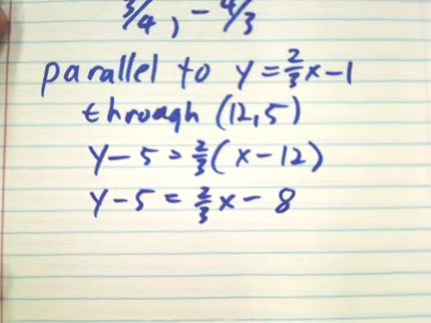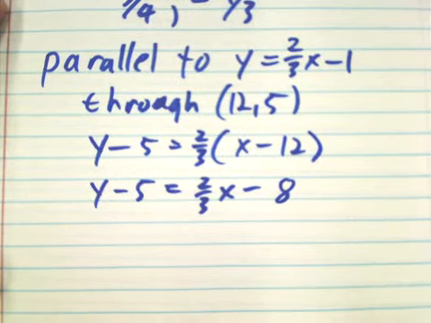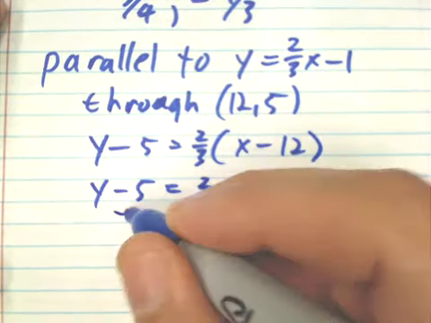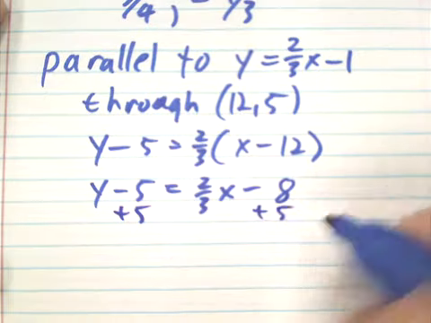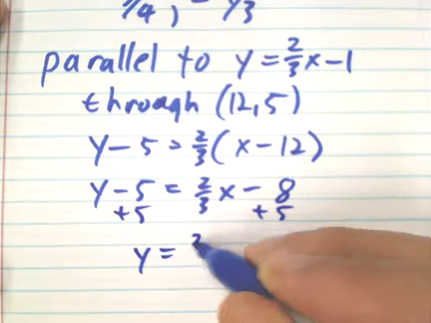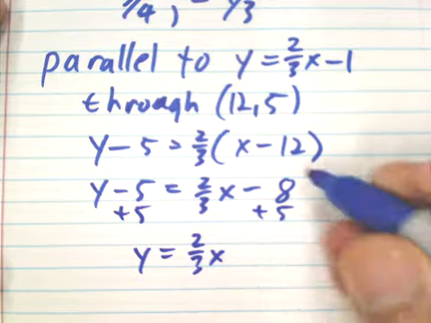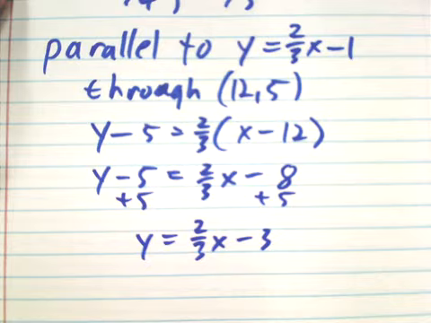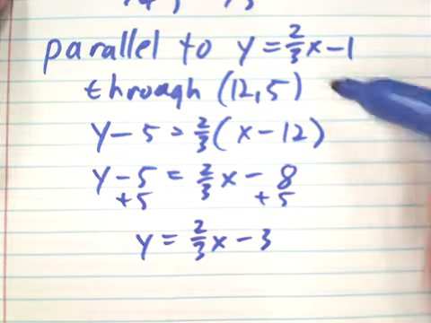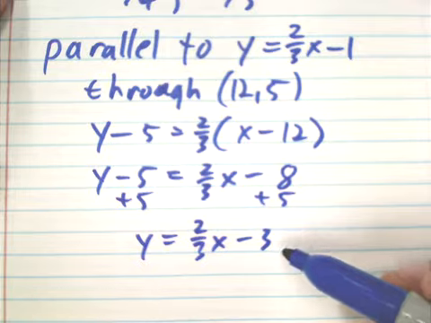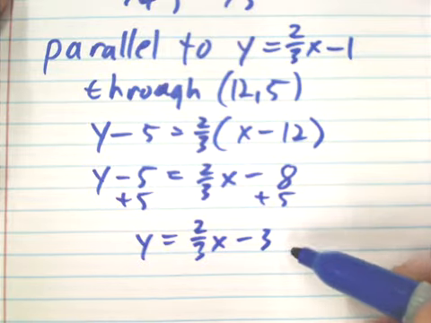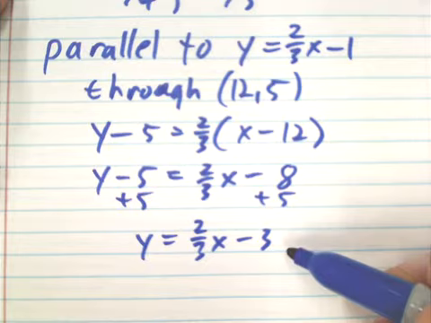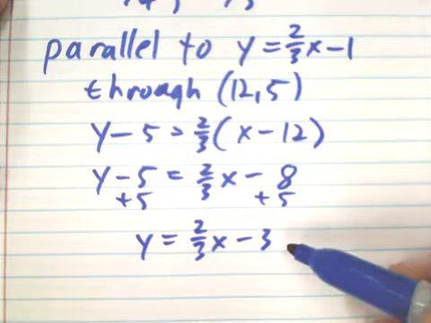Okay, we're almost in slope-intercept form now. Just need to add the 5. And -8 plus 5 is -3. So the answer there, a line that's parallel to this line but goes through the point (12, 5), is y equals 2/3 x minus 3. And if you graph both of these lines, they would be parallel to each other. They would never touch. And this line would go through the point (12, 5).